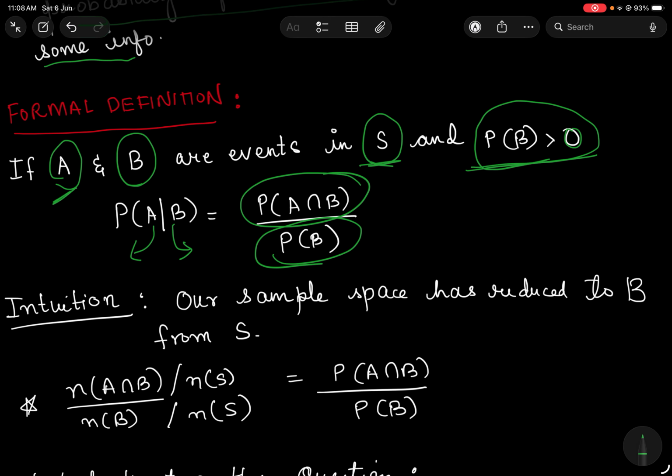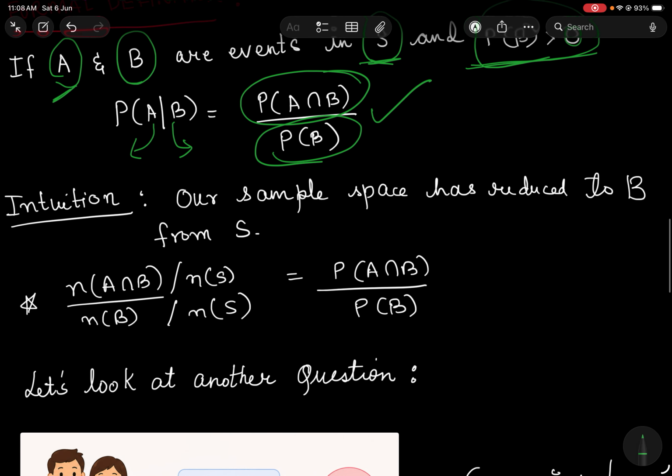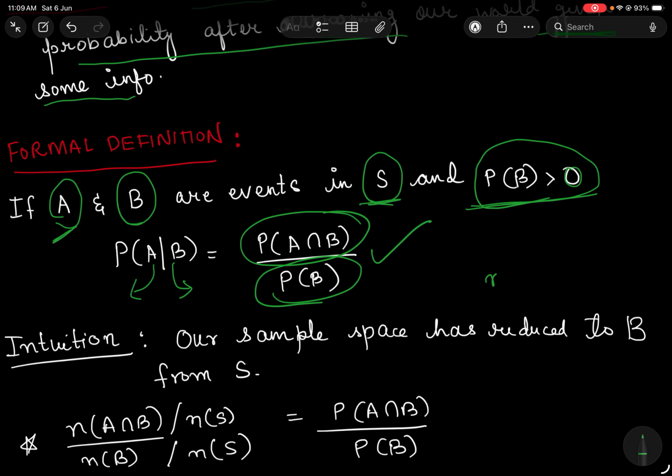Now before we go on, just think of it as, in the denominator it is NB. Generally, if conditional probability is not under consideration, it's actually NS, right? How many elements are there in the sample space? But now the main concept is narrowing our world. Now I know that B has happened, so whatever the outcome is, it is one of the elements in B only. So now my sample space has reduced from NS to NB.